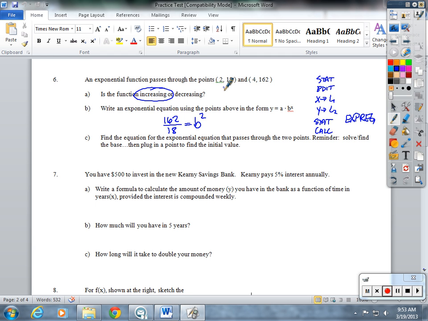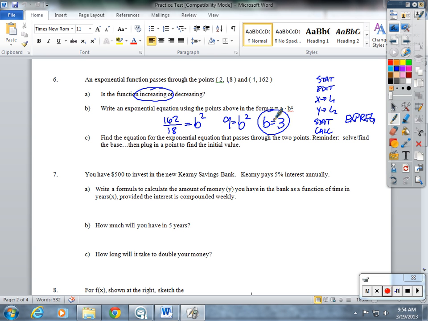So let's see here. Lost my calculator. So 162 over 18 is 9. So I end up with 9 equaling b squared, which means b equals 3.